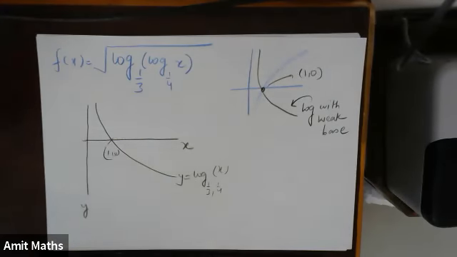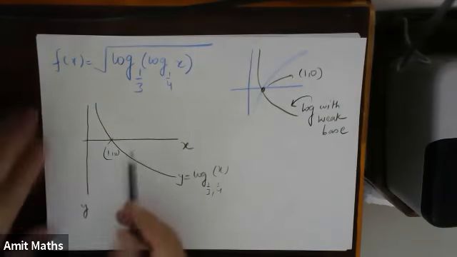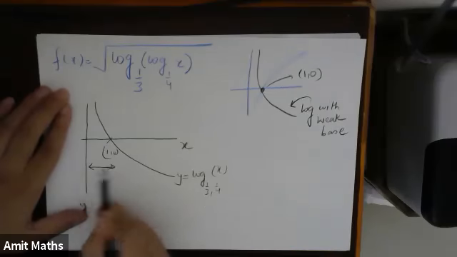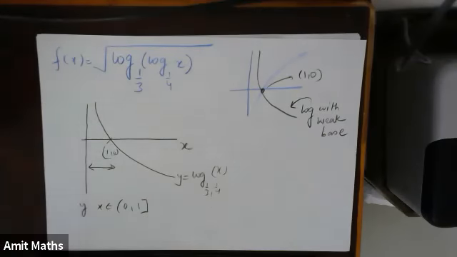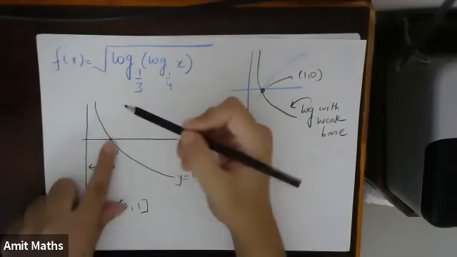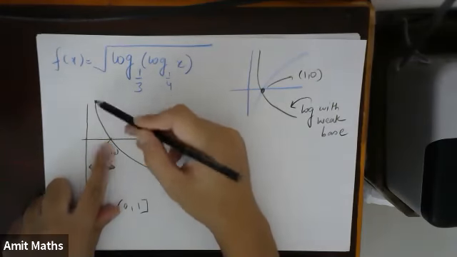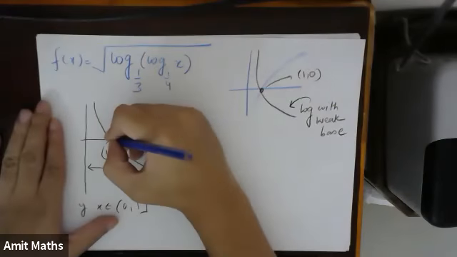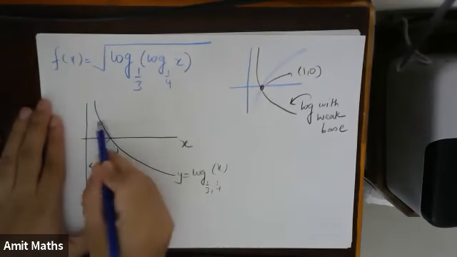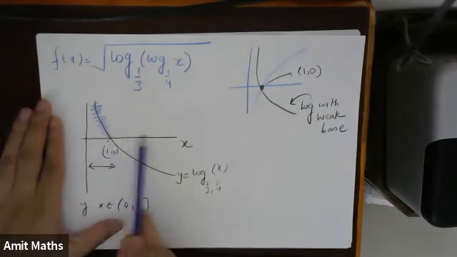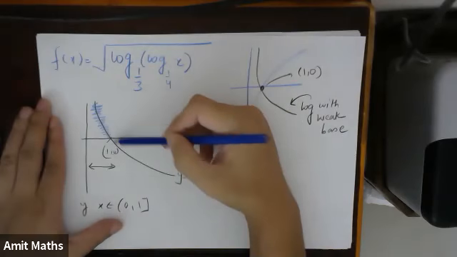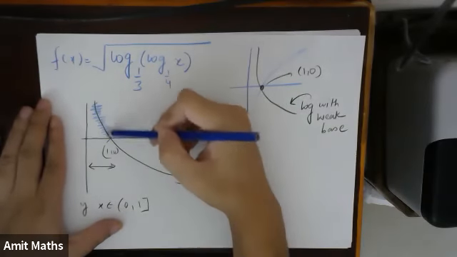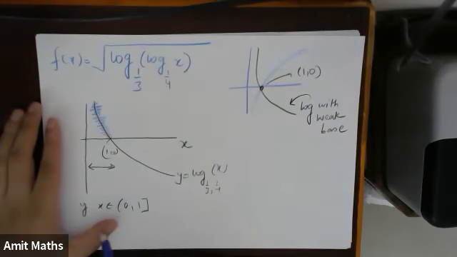So where this graph is positive, the graph is positive for all those values of x which are between 0 to 1. That means x should belong to 0 to 1. In between 0 to 1, this y is taking positive values. After 1, the y starts taking negative values. Before x equals 1, it starts taking positive values. Okay, so I'll use this concept to solve this question.